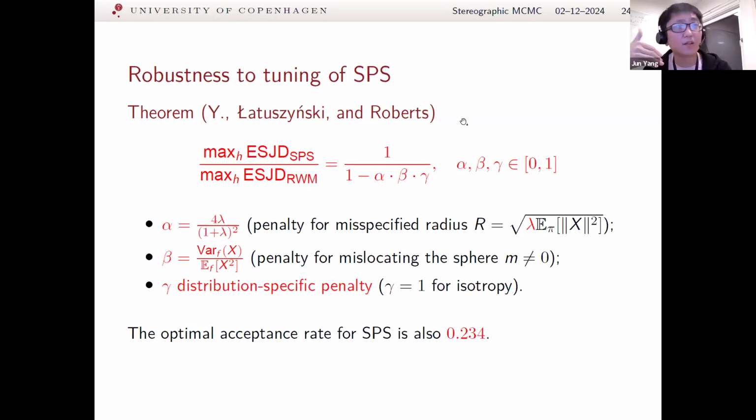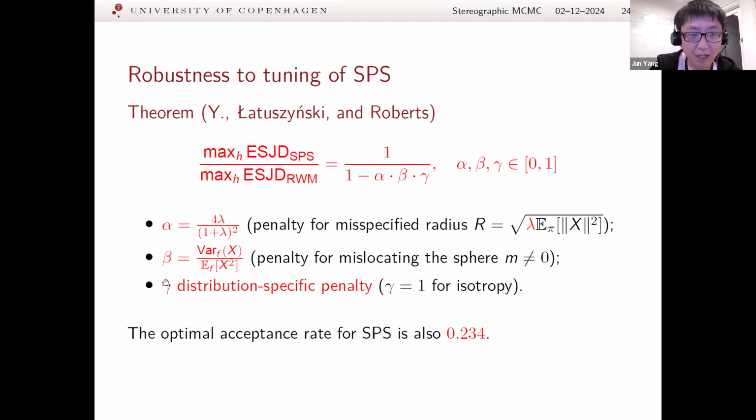This theorem can be considered a robustness result, and it can also give guidance for adaptive MCMC: what is the best performance? Alpha is a penalty for a misspecified radius, meaning that if you don't choose the radius optimally, you suffer a constant alpha. Beta equals some variance divided by the second moment. We know this equals 1 if the mean is 0, which means the target should have mean 0, or equivalently, you should locate this sphere at the mean of your target.